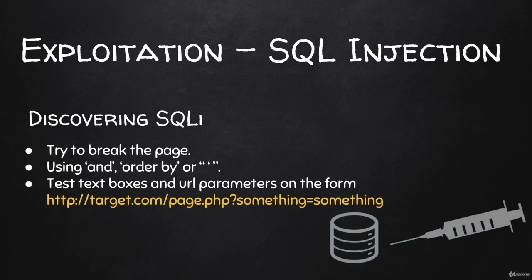Now, to try and discover SQL injections, you need to browse through your target and try to break each page. So whenever you see a text box or a parameter in a form, for example, page.php?something=something, try to inject stuff here. So try to use a single quote, try to use an AND or the ORDER BY statement to break the page and make it look different. So I'm going to show you an example.